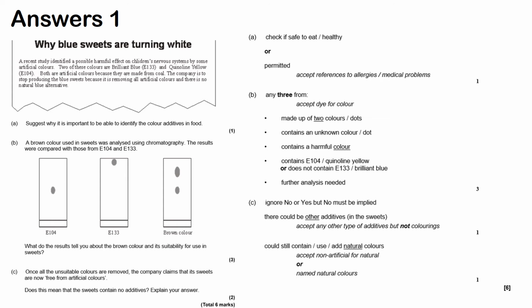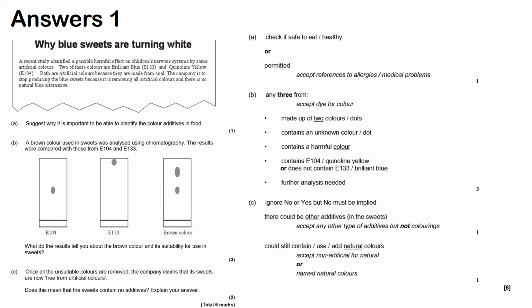Well, the answer for that is to check that it's safe to eat. So to make sure that the colours that are being used aren't on the banned list, that they are permitted. So check that it's safe to eat or that it's healthy and that the colour is permitted. You can there also reference allergies and medical problems. So some people have specific allergies to certain colours, and so food labels have to have exactly the right colours written on them so people with those allergies can be sure not to eat them. So if you've mentioned allergies or medical problems, you would also get the mark for that.